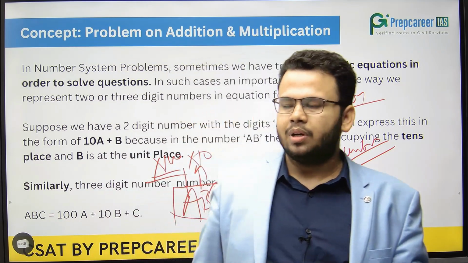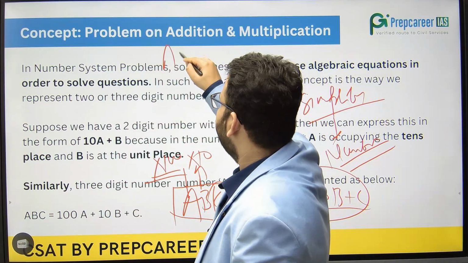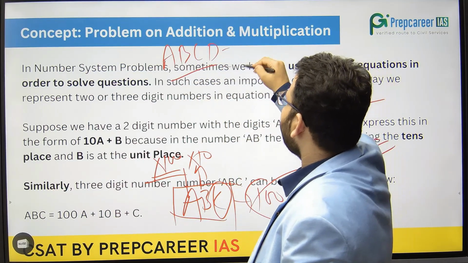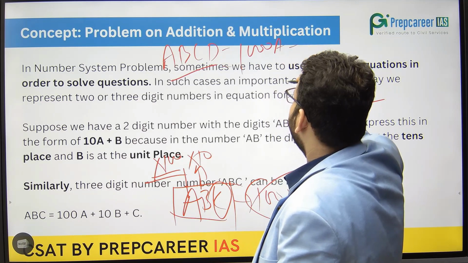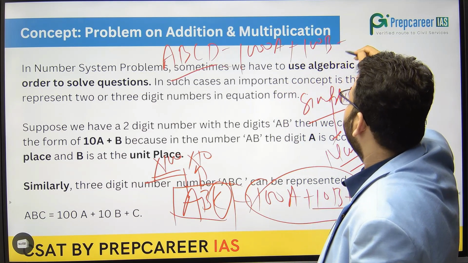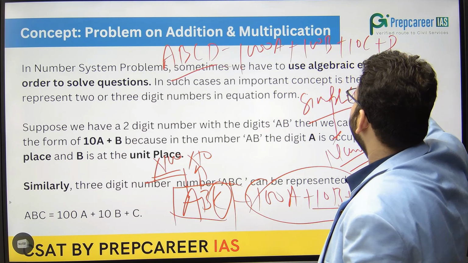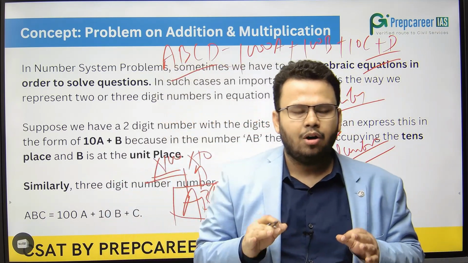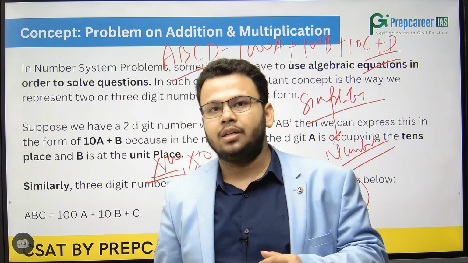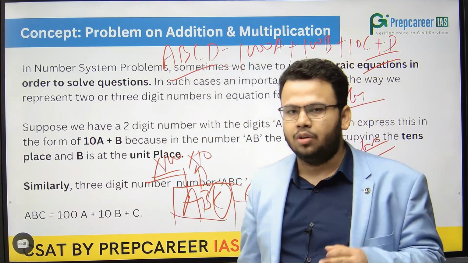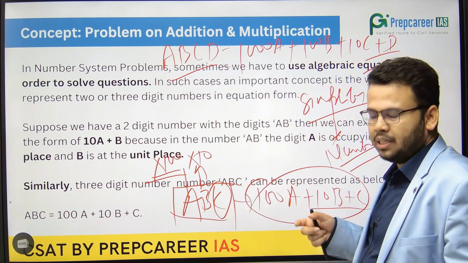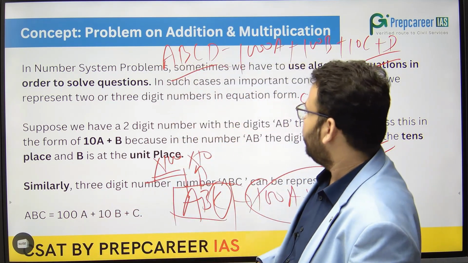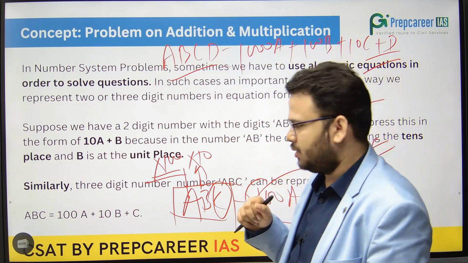Similarly, if a 4-digit number is there like ABCD, then we can write this as 1000A plus 100B plus 10C plus D. We can write ABCD in this form. I don't think you will have any doubt. If you have understood the concept of face value and place value, you will not have any objection to whatever I am telling you, right? So this is how we can represent these numbers.